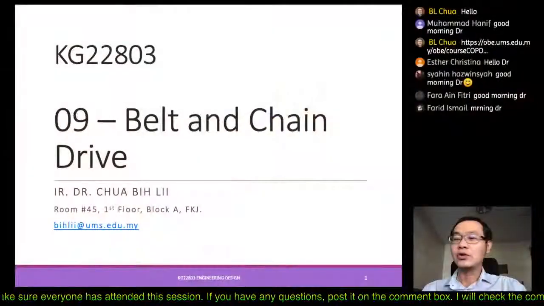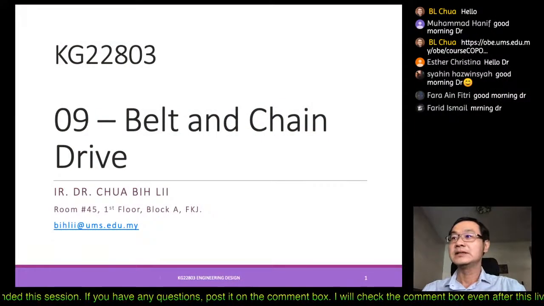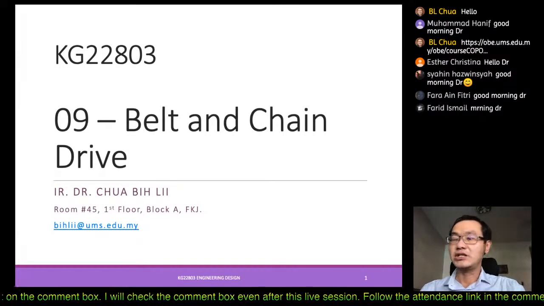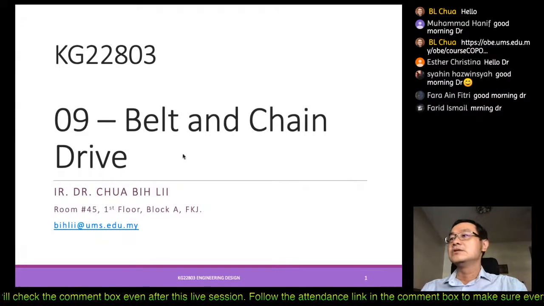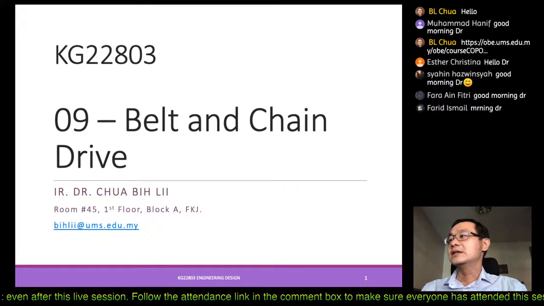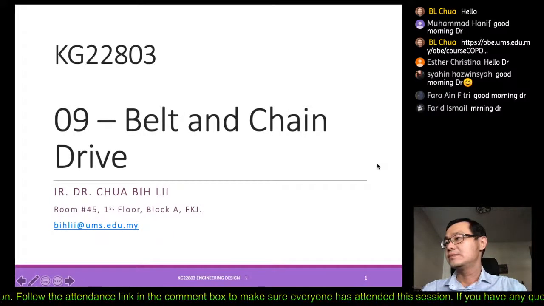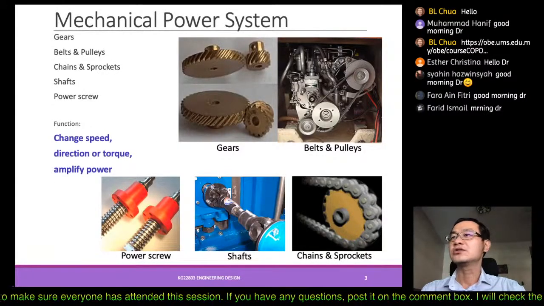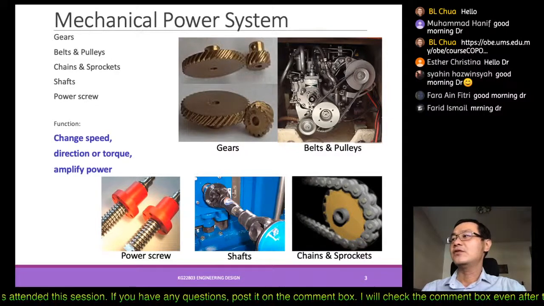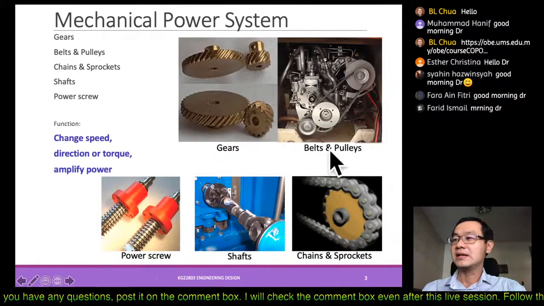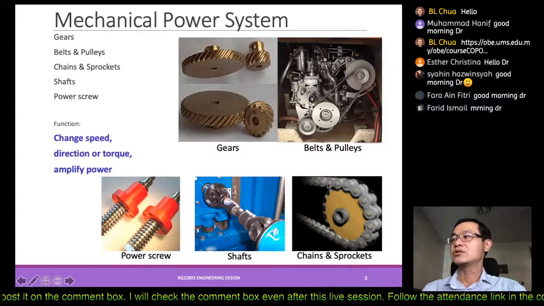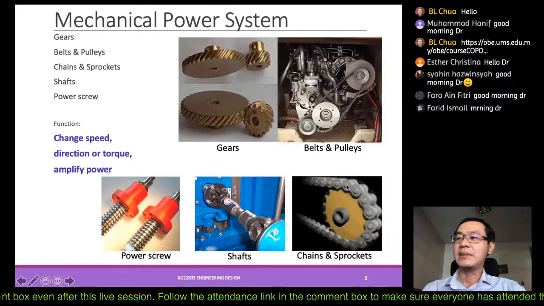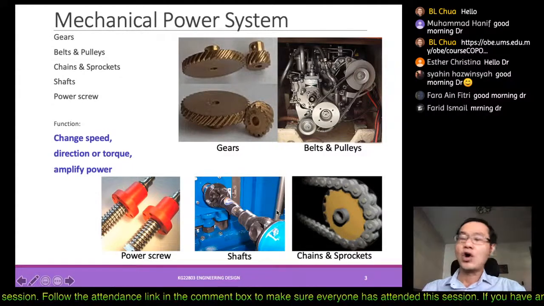Now we will go into our session on the belt and chain drive. We have briefly discussed about this, where it is used. You have seen this slide before, with the belt and pulleys, and the chain and sprocket. Their idea is to have 2 rotating parts connected by a belt or a chain.